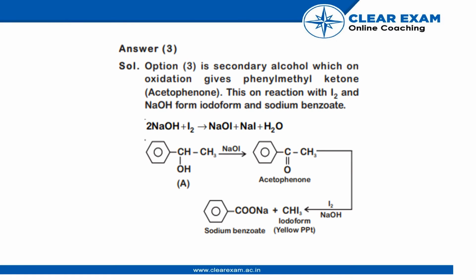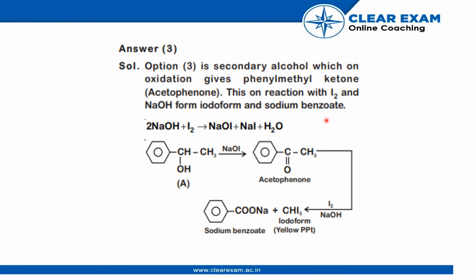So the answer is 3. Option 3 is a secondary alcohol, which on oxidation gives phenyl methyl ketone, which is also known as acetophenone. This on reaction with I2 and NaOH forms iodoform and sodium benzoate.